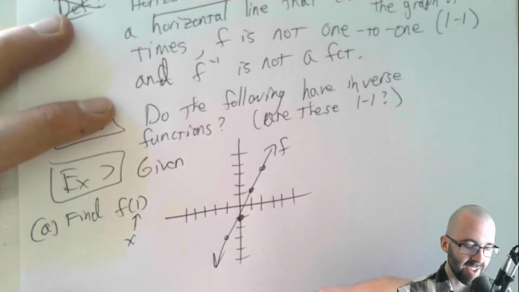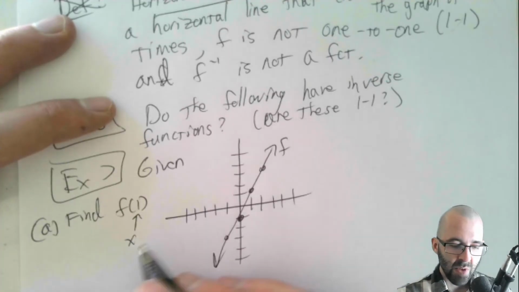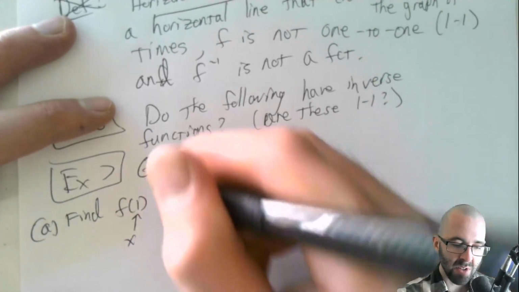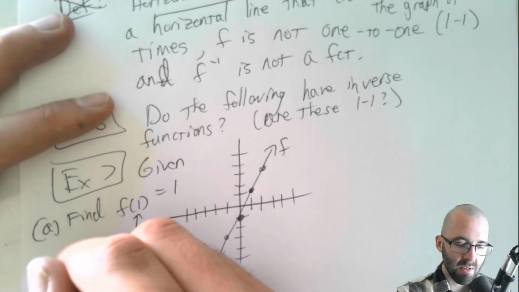Oh, it turned off. Thank you. Well, when x is 1, the y value is right here. The y value is positive 1 as well. F of 1 is 1.